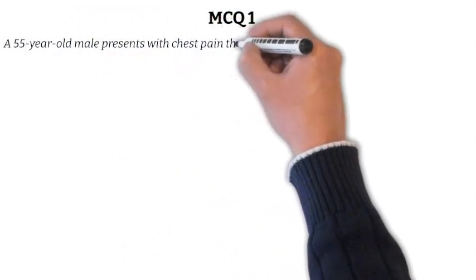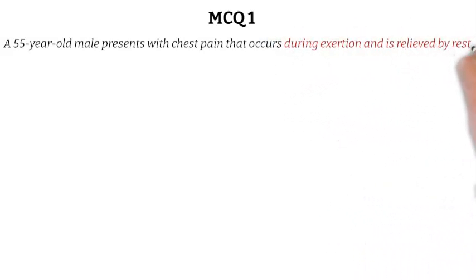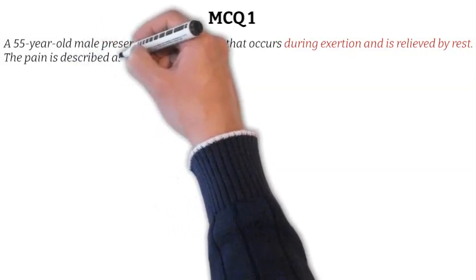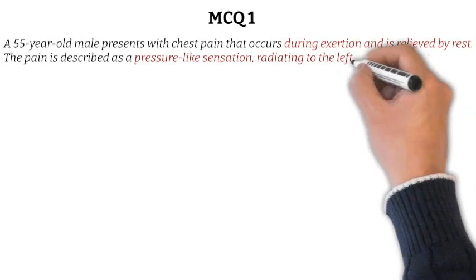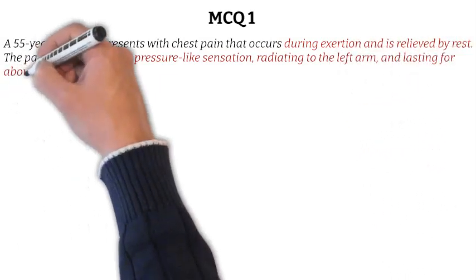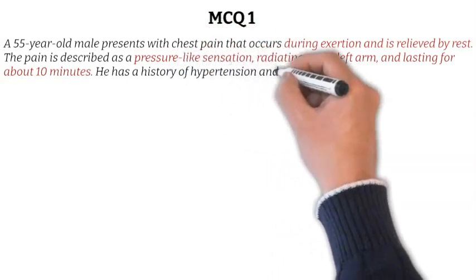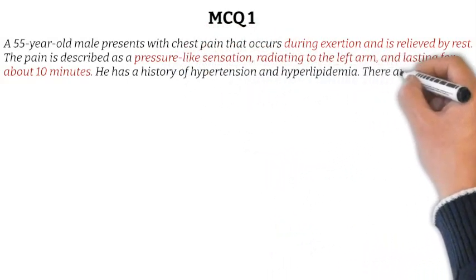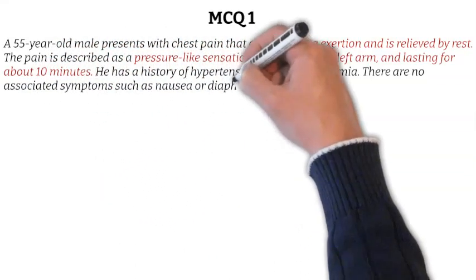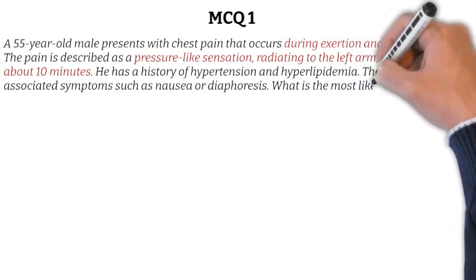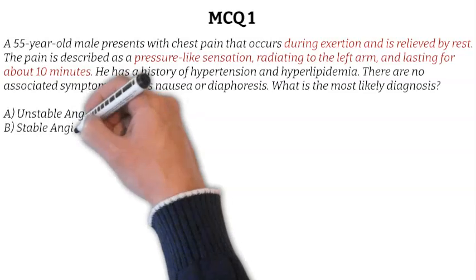So the first question, or the first scenario that we have, is a 55-year-old male who presents with chest pain that occurs during exertion and is relieved by rest, stable angina, right? The pain is described as a pressure-like sensation radiating to the left arm and lasting for about 10 minutes. All keywords for stable angina. He has a history of hypertension and hyperlipidemia. There are no associated symptoms such as nausea and diaphoresis. What is the most likely diagnosis?